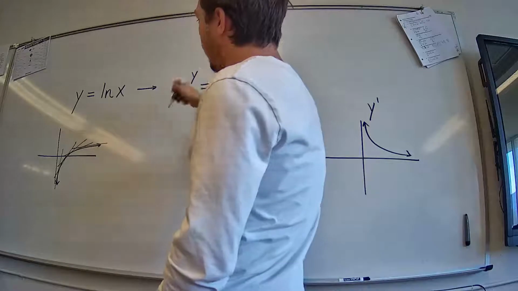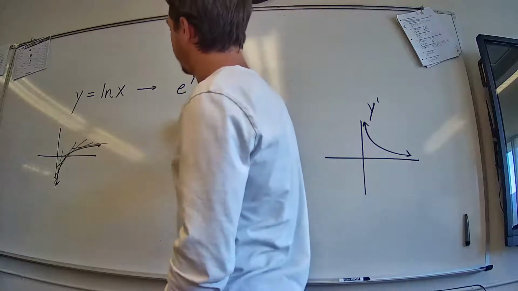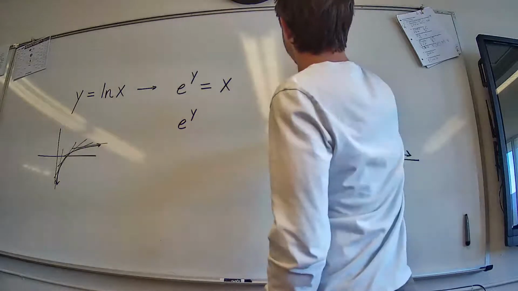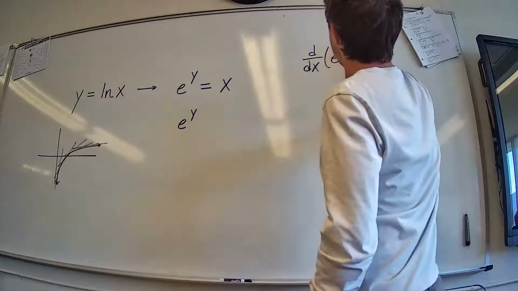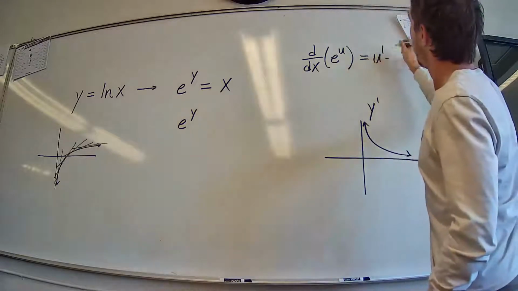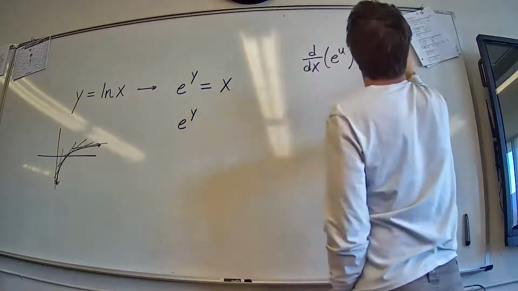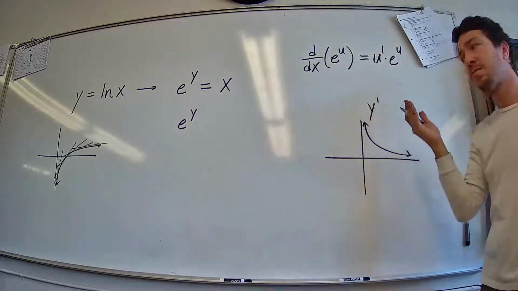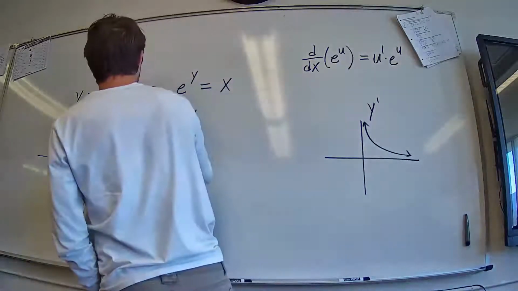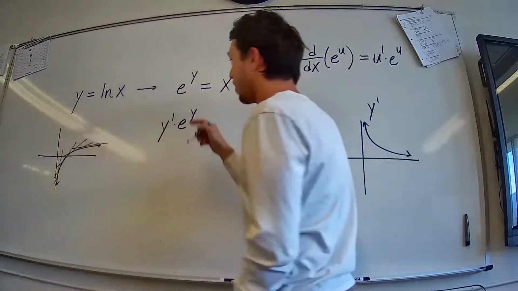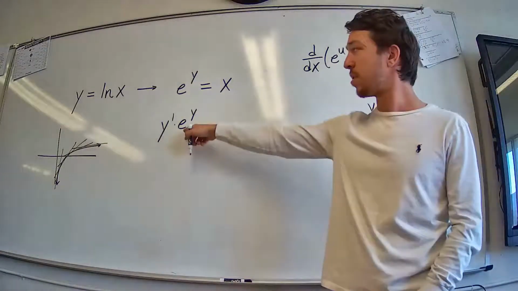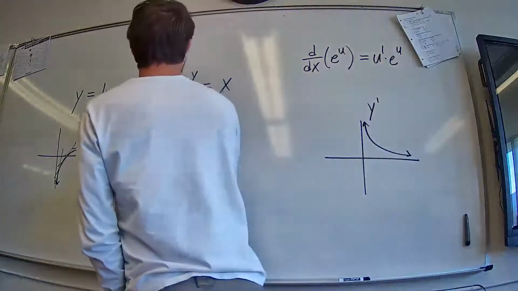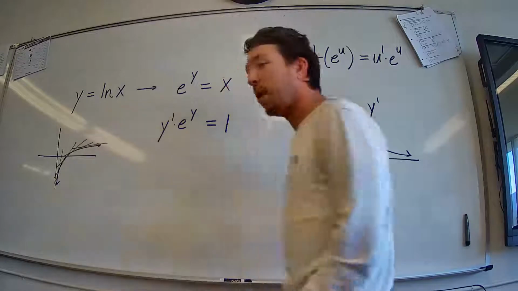What's the derivative of e to the y? Okay, hold on. We know the derivative of x, so it's going to be y prime. Is a y any different than a u? No, y is a function. So this is going to be y prime times e to the y. Does that make sense? I'm taking the derivative of both sides. What's the derivative of x? 1.